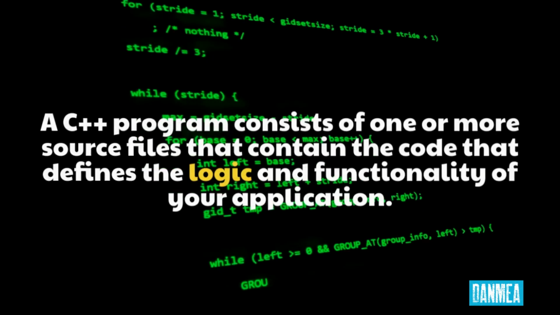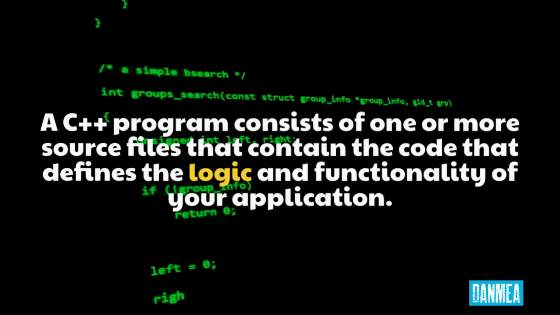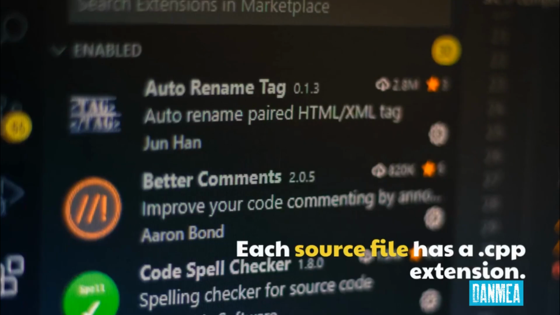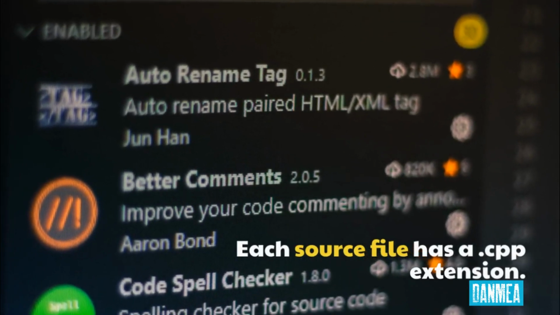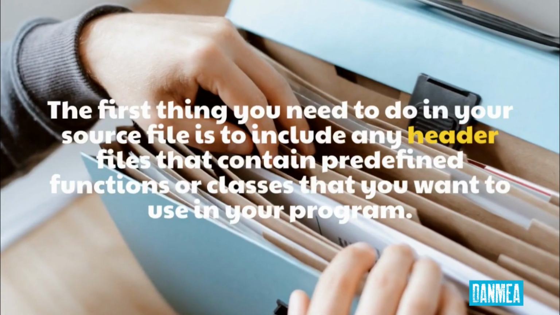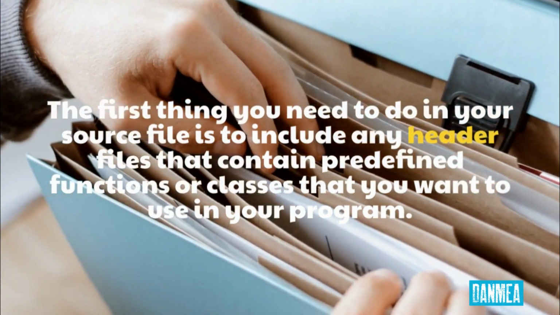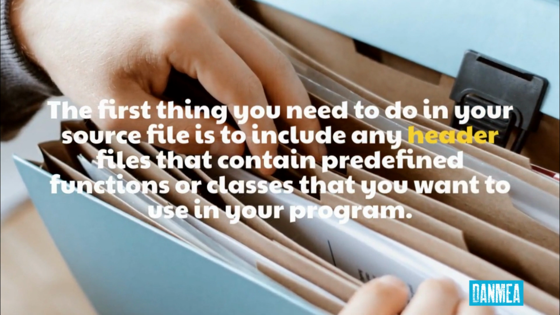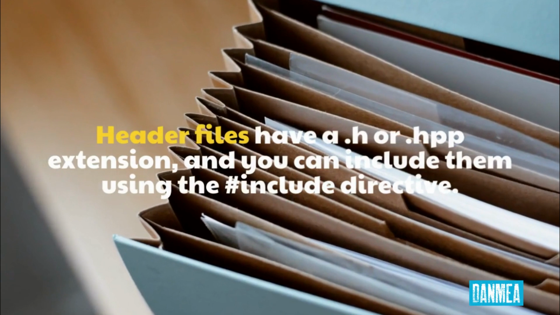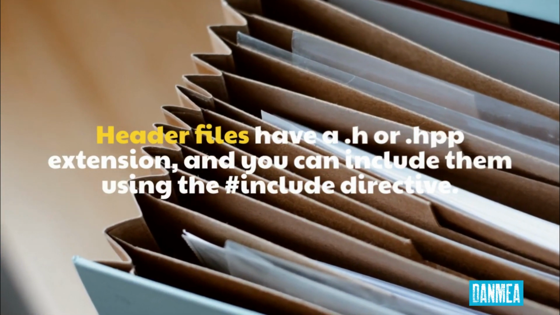A C++ program consists of one or more source files that contain the code that defines the logic and functionality of your application. Each source file has a .cpp extension. The first thing you need to do in your source file is to include any header files that contain predefined functions or classes that you want to use in your program. Header files have a .h or .hpp extension, and you can include them using the #include directive.